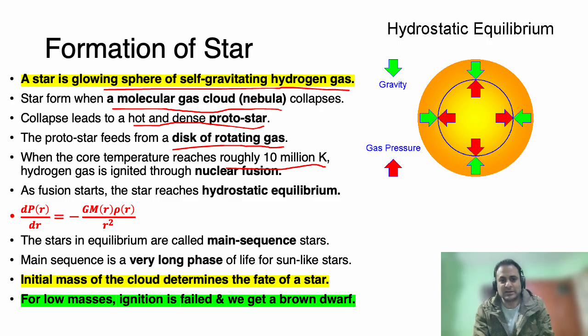By the way, it's not always the case that you need the 10 million Kelvin temperature, because of the quantum tunneling effect. So nuclear fusion can start even at a lower temperature. If there was no quantum mechanics, probably a star would never start, because 10 million Kelvin is a very high temperature, and probably cannot be achieved so easily.